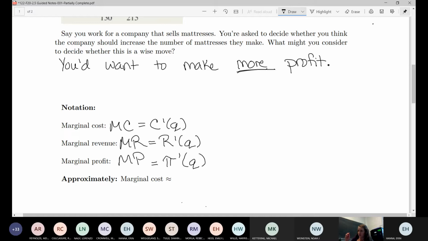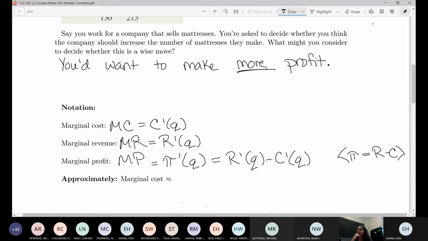One thing that's really important about marginal profit is that it is equal to the marginal revenue minus the marginal cost. This mirrors the fact that profit equals revenue minus cost. That pattern follows over to the derivatives. So the derivative of profit is equal to the derivative of revenue minus the derivative of cost.